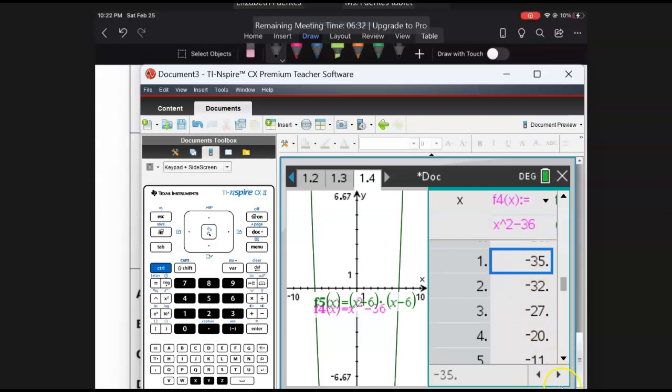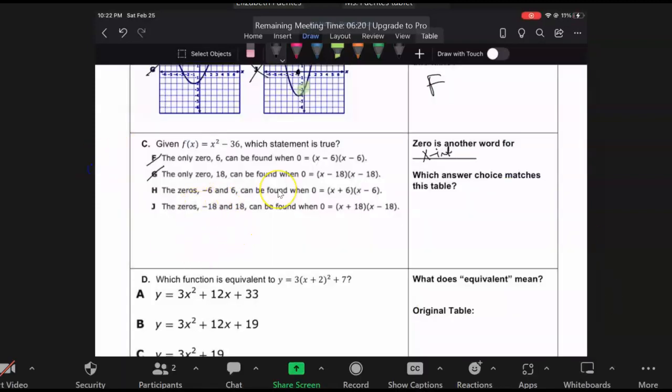And notice negative 35, negative 35, negative 32, negative 30. All the values match. Negative 27, negative 27, negative 12, negative 11. They all match, which is called a graph match. So that's what you're doing.